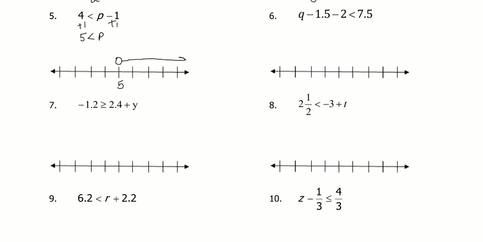Alright. Okay, number 6. Not that much different. All we got to do is collect our like terms here. And that's going to leave us with Q minus 3.5 less than 7.5. Okay, and then we add 3.5 to both sides. Q winds up being less than 11. So we put an 11 in the middle, open dot, and Q is less than that, so that's Q going that way.